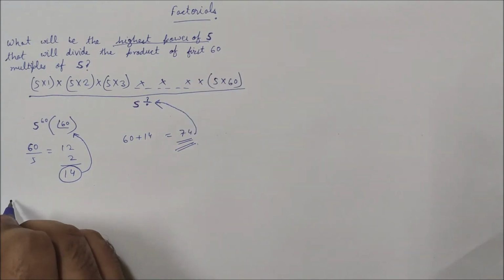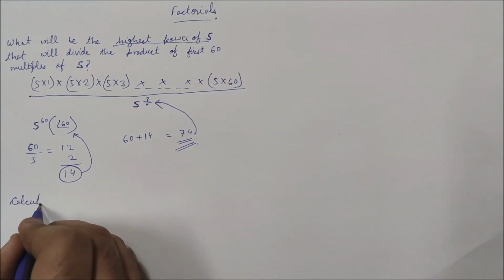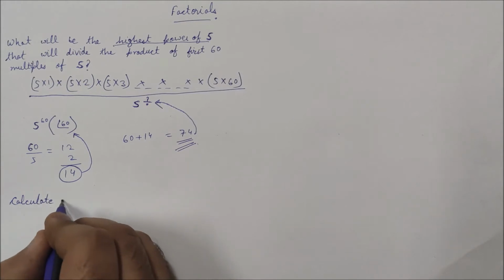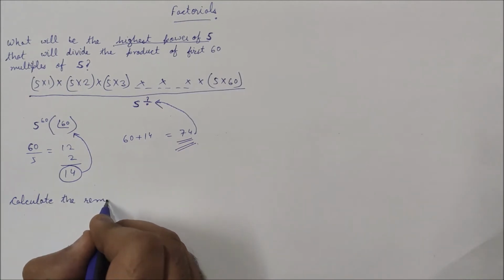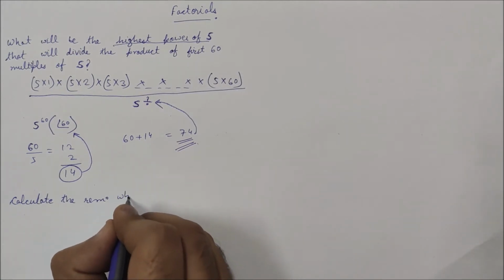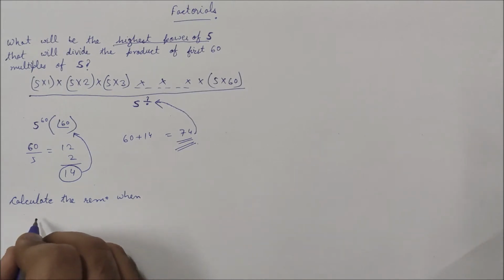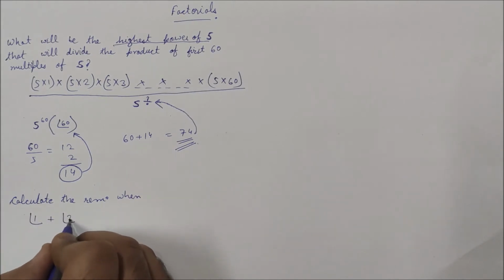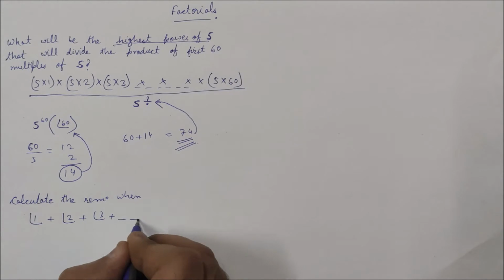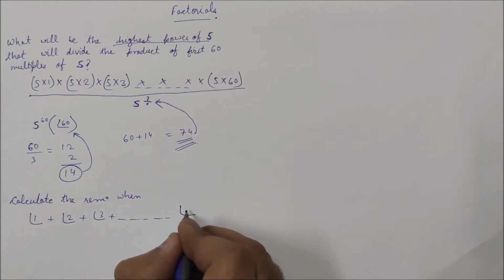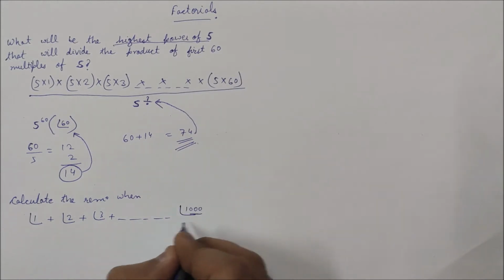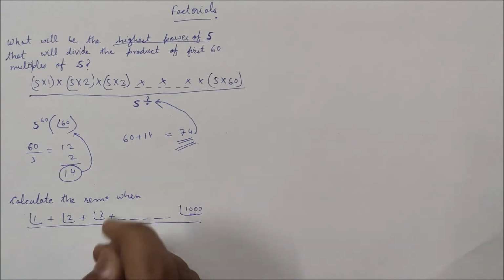We need to calculate the remainder when factorial 1 plus factorial 2 plus factorial 3 dot dot dot till factorial 1000 is divided by 4.